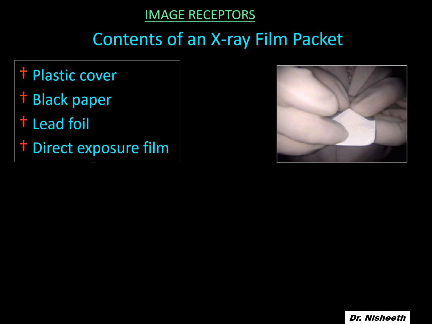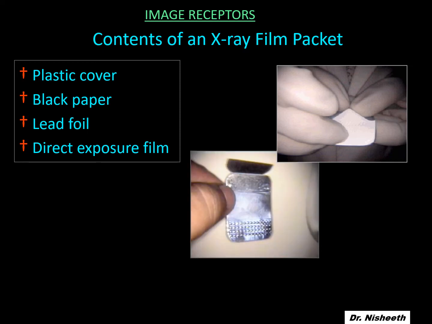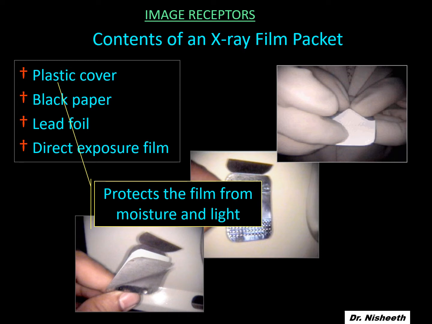Like I told you, the X-ray film has a plastic cover. If you open this, it will have a plastic cover. Inside the plastic cover, there will be a black paper, a lead foil, and the film. So when we open this packet, a packet something like this will come. This is the colored side of the packet. Towards the colored side of the packet, a lead foil is there.